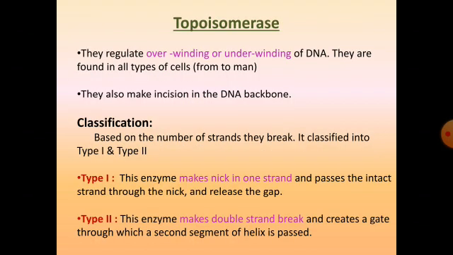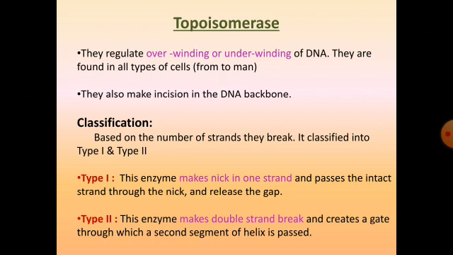The next enzyme is topoisomerase. They regulate overwinding or underwinding of DNA. They are found in all types of cells, from cells to man. They also make an incision in the DNA backbone.